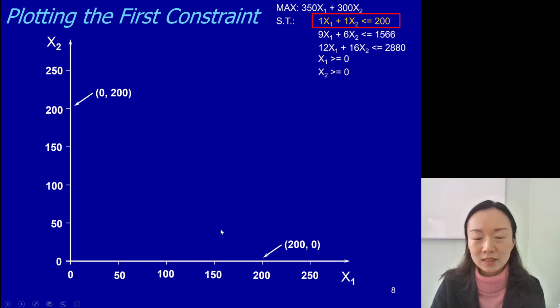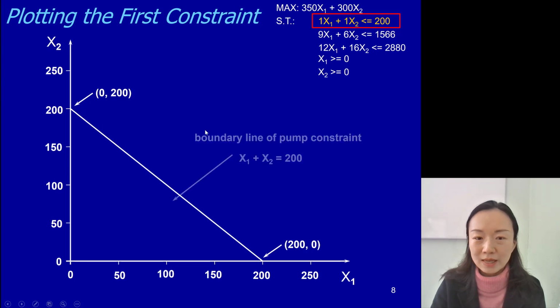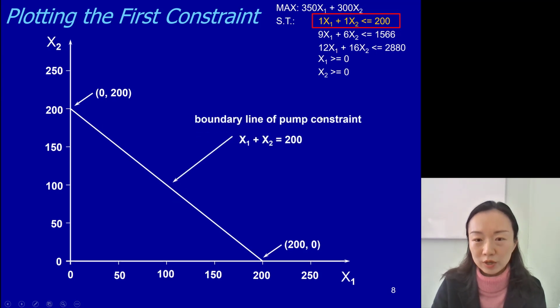Then we connect these 2 points to find the line that represents the first boundary line of the pump constraint, which represents x1 plus x2 equals 200. Note we did that by identifying the 2 points first, by setting one of the variables to 0 and finding the other variable's value. And we plot this line like here. This is the boundary line of the first constraint when we change it to an equation.